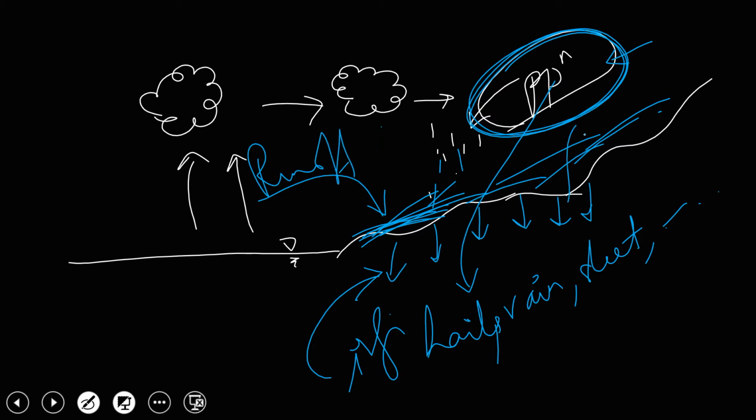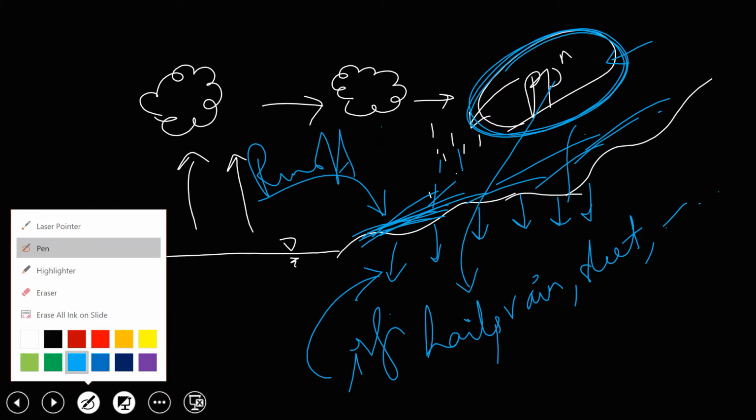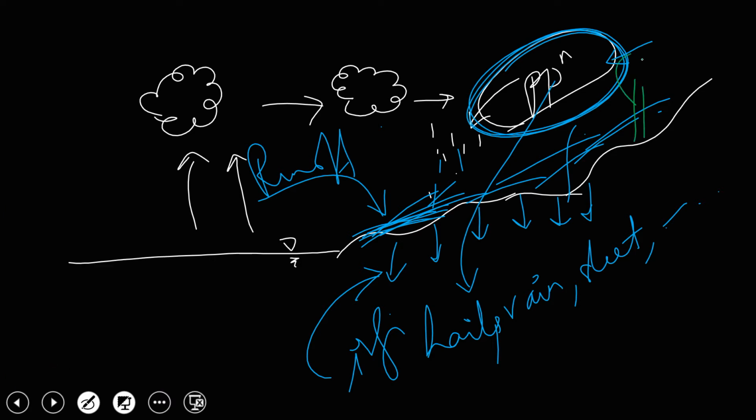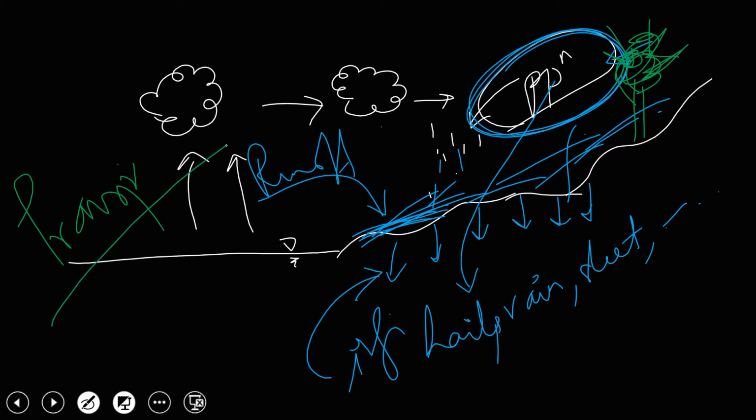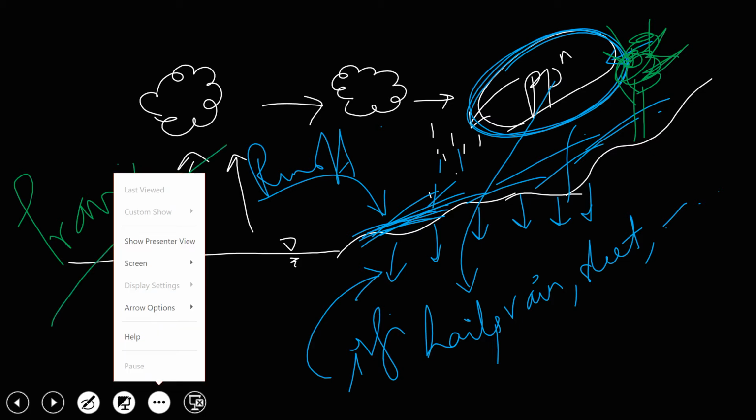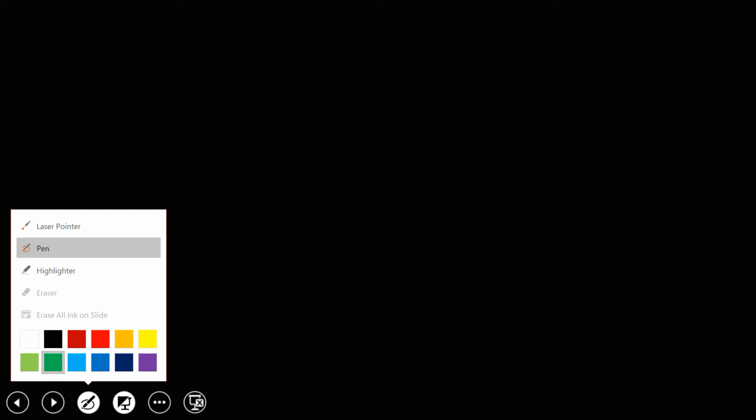Now, in all this, there would be some trees too. Therefore, these trees also absorb some water. There is another phenomenon, that is transpiration. These phenomena we'll discuss further in detail, but just to give an overview, it could be said that the hydrological cycle, let me first erase everything here. The hydrological cycle is a cycle in which water moves from one phase to another.